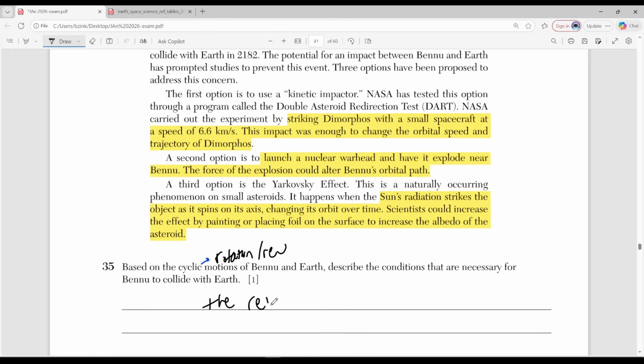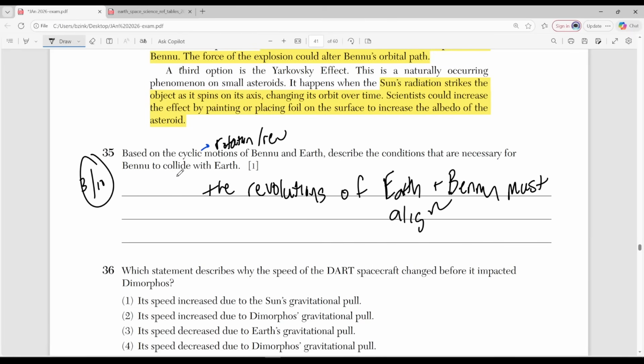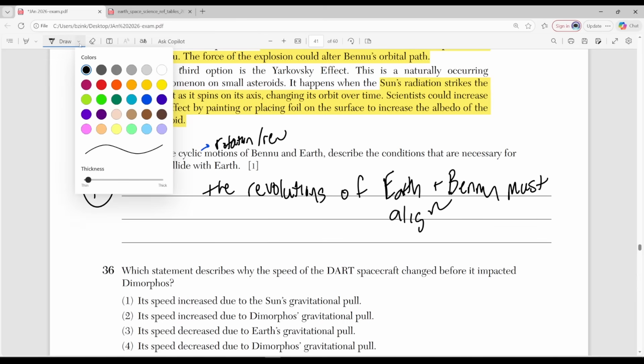The revolutions, I mean, that's literally of Earth. Bennu must align. Yeah, I mean, okay, like, that is a stupid question. Like, what did they just run out of questions to ask? 3 out of 10? It's stupid. I don't know. I don't get that.